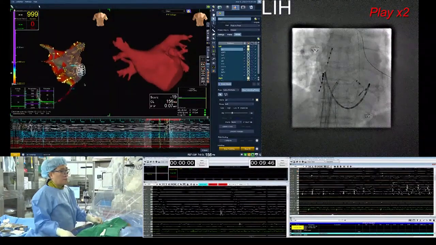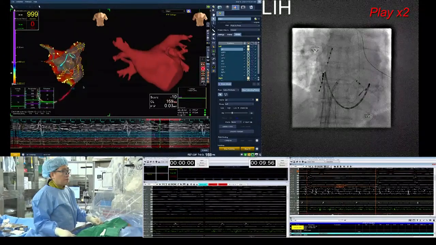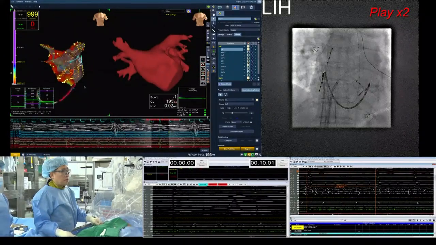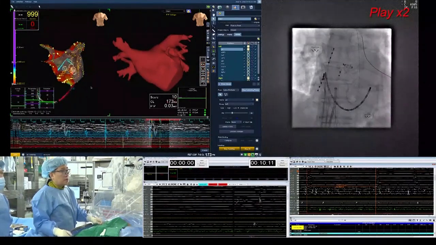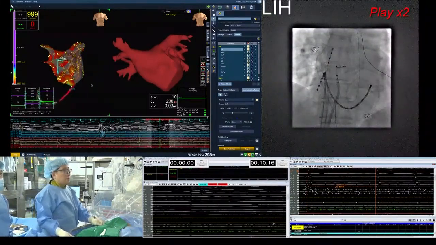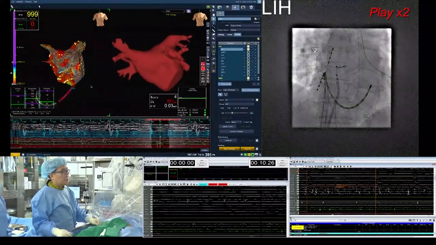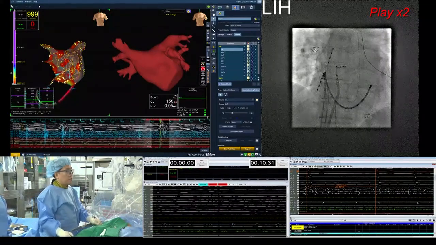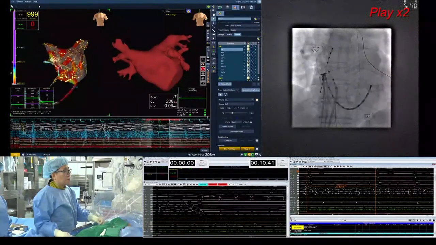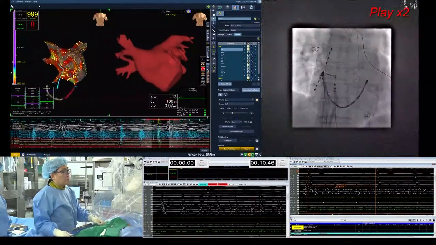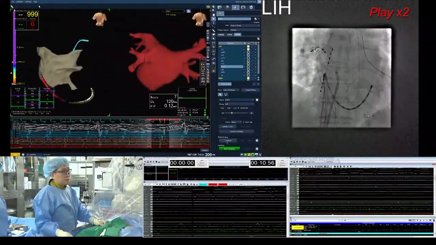So I usually start to map with the left atrium proper, the posterior wall, roof, posterior wall, and anterior wall, and the septal side. Then I start to map each pulmonary vein separately: right side, right inferior pulmonary vein, left upper pulmonary vein, left inferior pulmonary vein. Then move to the left atrial appendage. And of course, the mapping of the left lateral isthmus is also important.